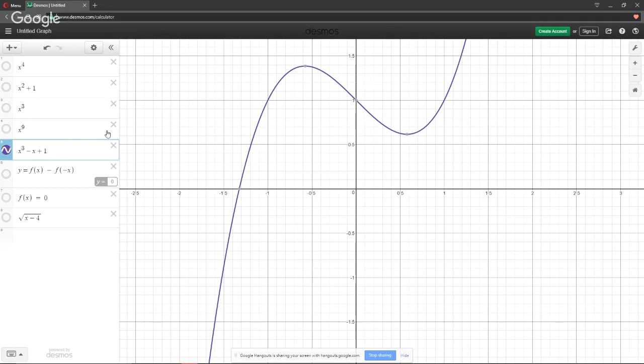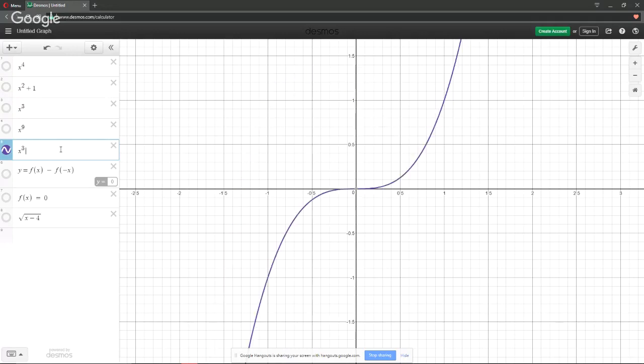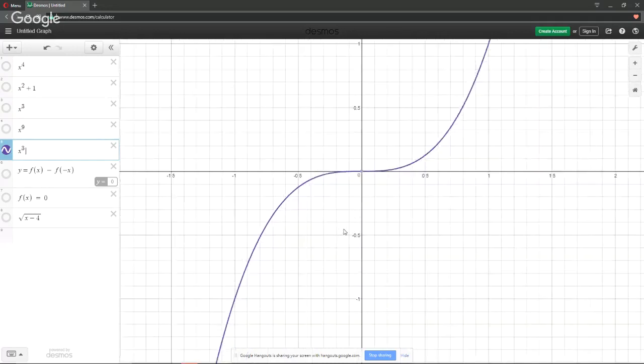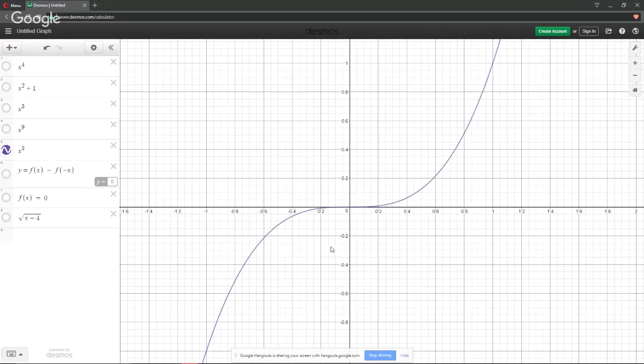Yes. X to the, was it x cubed minus x plus 1? No, just x to the cube. Is that an odd function? Yeah, it's an odd function. It's not. Wait, hold on. No, you changed it because it was x minus. Well, yeah, I get rid of all that. Oh, it's a third. Is this symmetrical with respect to the origin?